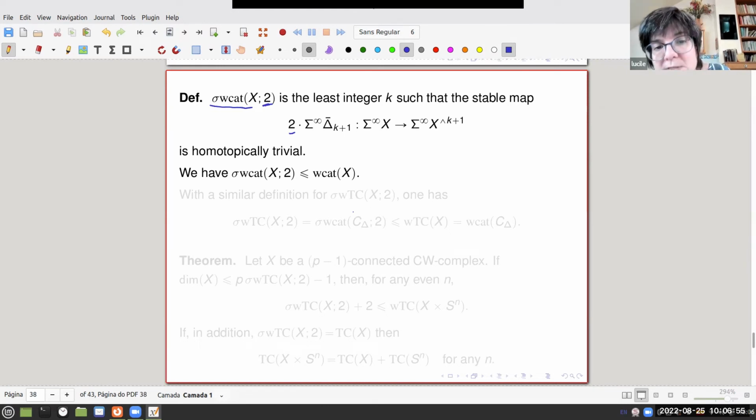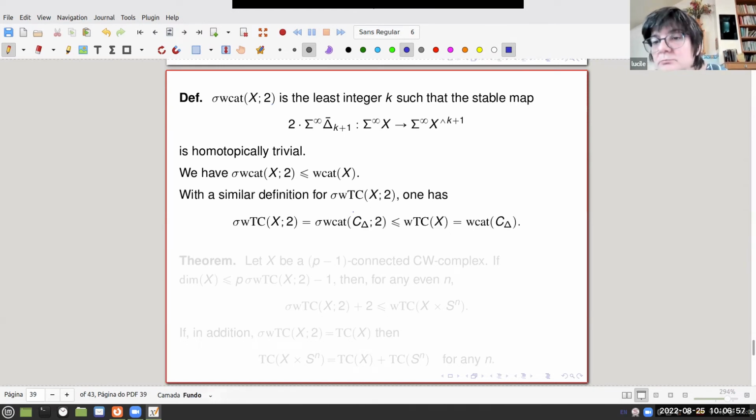Okay, and we can do the same for the TC. So we introduce a sigma weak TC, which will be equal to the sigma weak category of C delta, and both are lower bounds for weak TC.